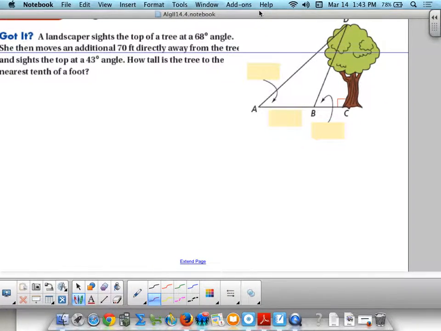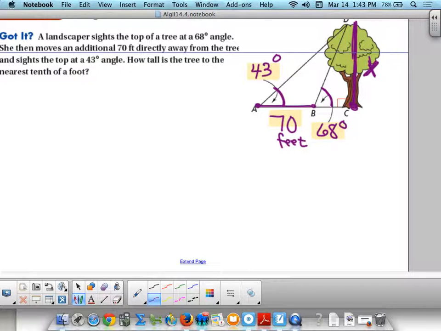Have you already put your X somewhere? Yes. X is the height of the tree, right? Okay, what did you put in for this box right here? 68 degrees. What did you put in for B, moves backwards to A? 70. She moved back 70 feet, correct? Yep. Then her new angle is what? 43 degrees, correct? Yes.